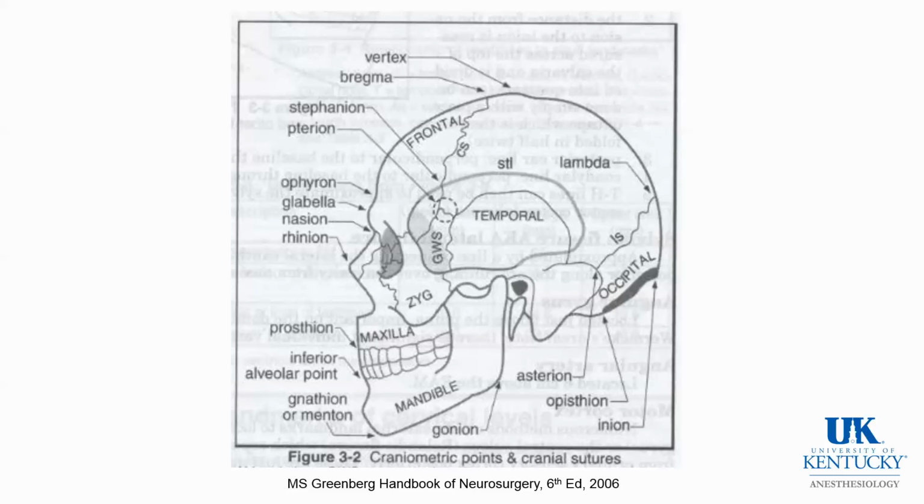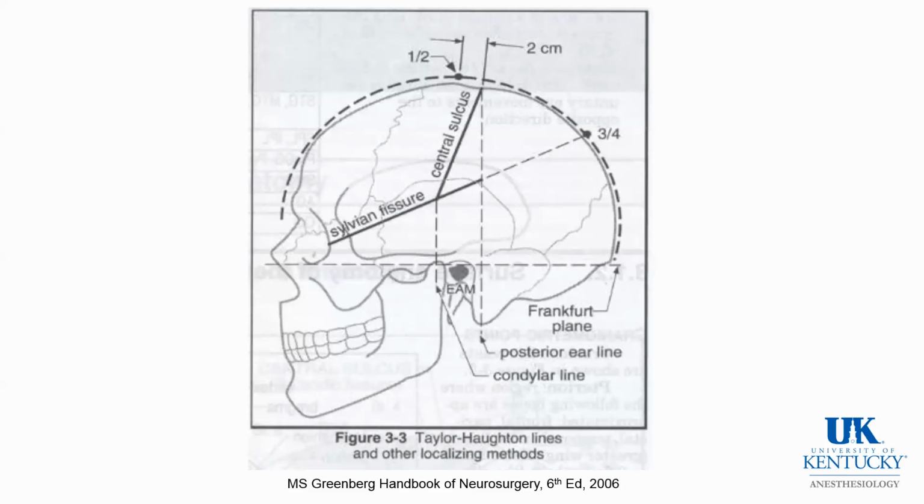This shows the bones of the skull from the lateral view, including the sutures. This relates the surface anatomy of the lateral skull to the internal brain anatomy, particularly the location of the sylvian fissure and the location of the central sulcus.